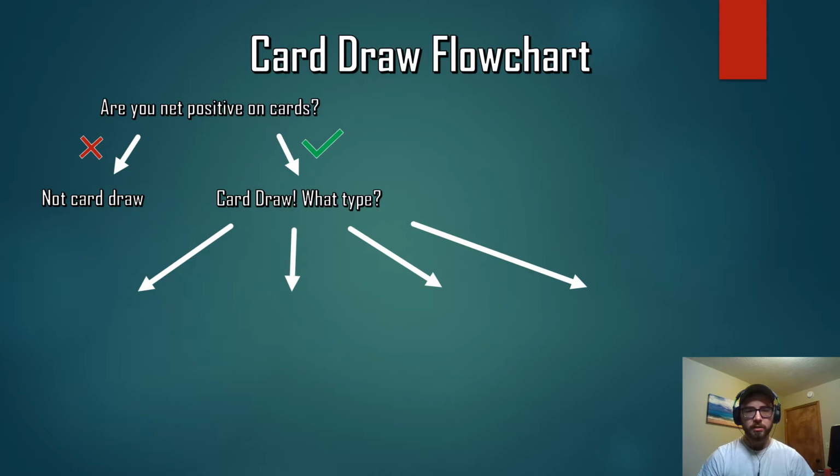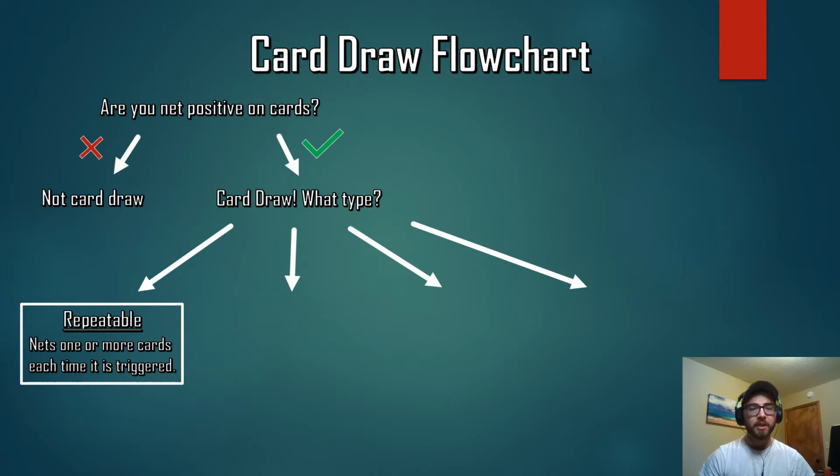Again, a lot of credit to Command Zone on this. They started off a lot of the terminology for me here, so I don't have to come up with it myself. So we're just going to talk about repeatable first. Repeatable nets you one or more cards each time it's triggered. Usually it's going to be a triggered ability or an activated ability, something that you can do on a consistent basis over the course of the game rather than just one time.